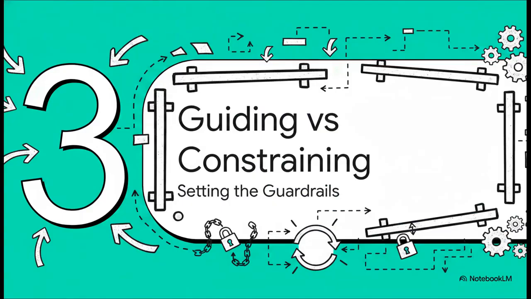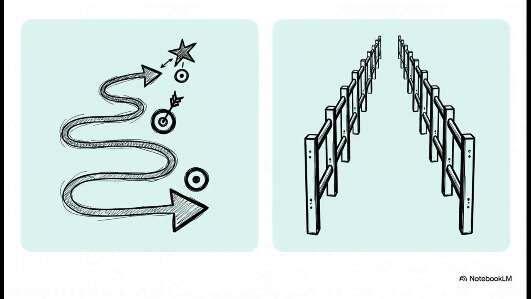All right, Section 3. Instructions versus constraints, setting the guardrails. So, once you've got your core components, you have to know how to keep the AI on track. Think of it like the difference between guiding your colleague and setting strict boundaries. An instruction tells the AI what to do, like, hey, summarize this report. A constraint, on the other hand, tells the AI what its boundaries are. For example, limit the summary to exactly 3 bullet points and avoid using any technical jargon.